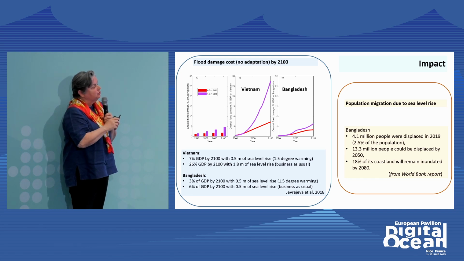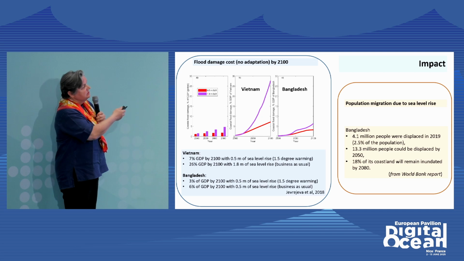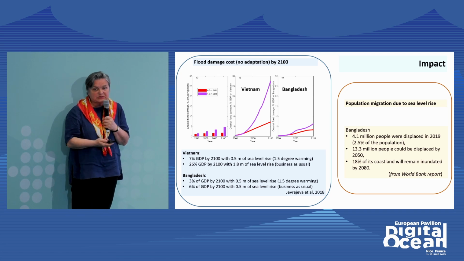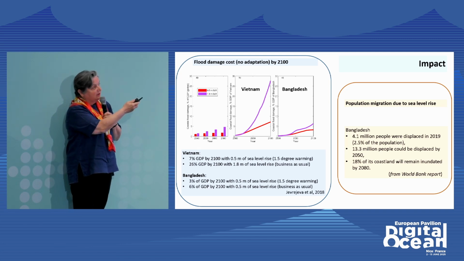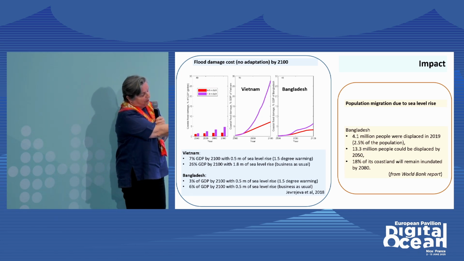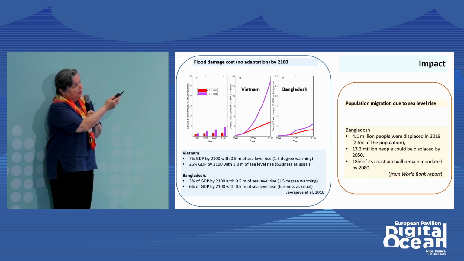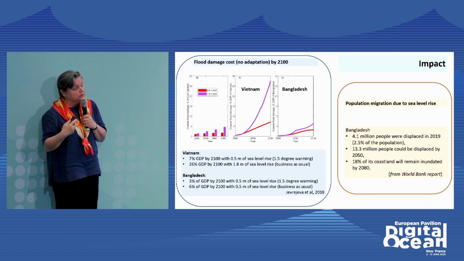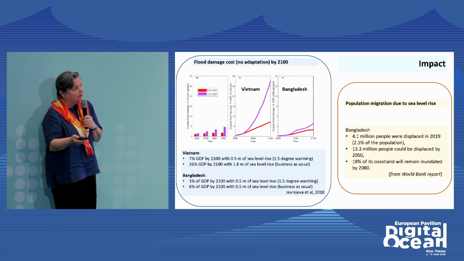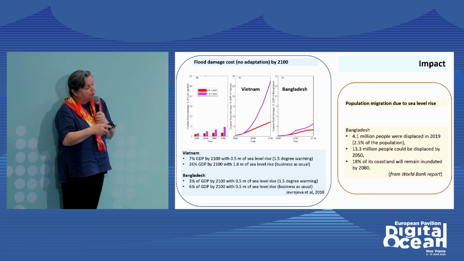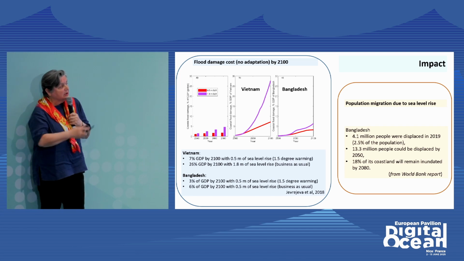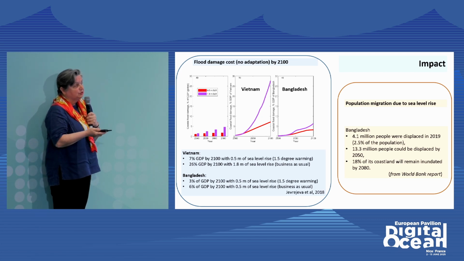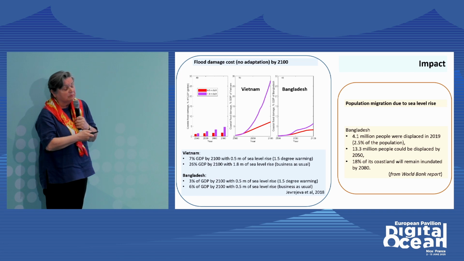It's a little bit misleading to use only economic impact, because if we look at Bangladesh, they have almost no infrastructure on the coast, which is why percent of GDP is relatively low. But if you look at the other data on the right, 4 million, 2.5% of the population, were already displaced in 2019 due to losing agricultural land and salinization of the soil. It is projected that by 2050 around 13 million people will be displaced, and by 2080 the country could lose 18% of its coastline.